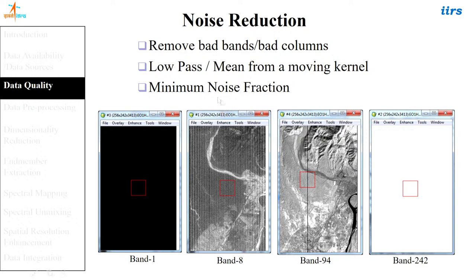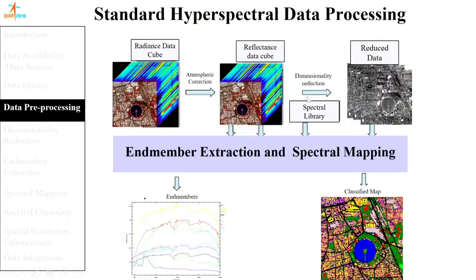How we do that, I will be explaining in my data dimensionality reduction slide. So this is the entire hyperspectral data processing. Normally, whenever you download the data, you will see that your data is in radiance form.